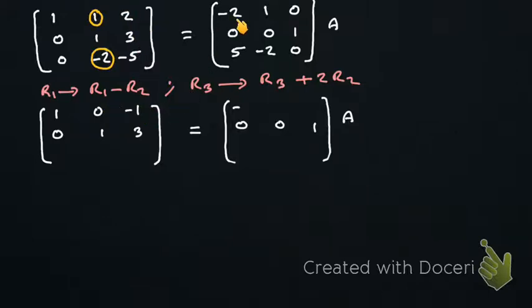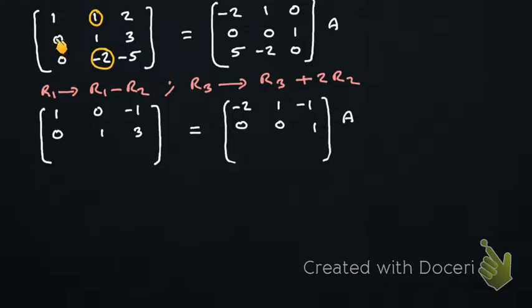On the right side, minus 2 minus 0 will be minus 2 here, then 1 minus 0 will be 1 there, and 0 minus 1 will be minus 1. And with R3, we say R3 plus twice of R2. To the third row, you add double of R2.